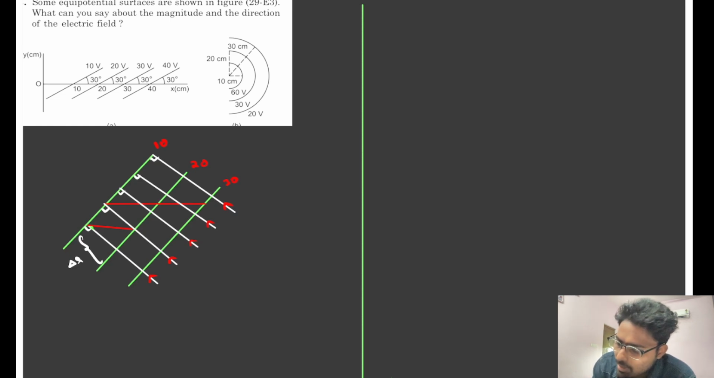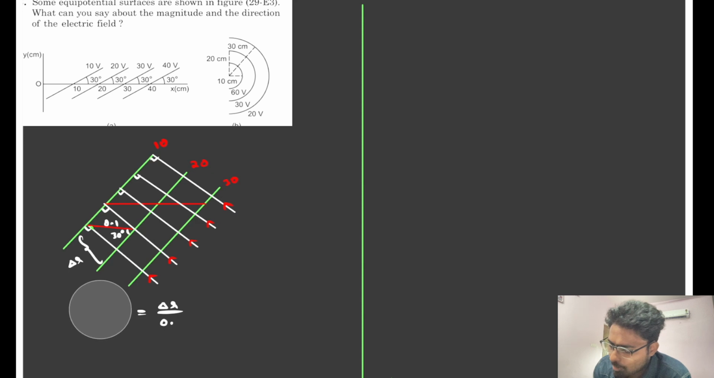The horizontal distance separation between them is given as 10 centimeters, which is nothing but 0.1 meters, and it is making an angle of 30 degrees with the horizontal. So these are alternate angles, so this angle will also be 30. From this right angle triangle, the opposite side is delta R, which is along the direction of field, and the other distance is the adjacent side, my bad.